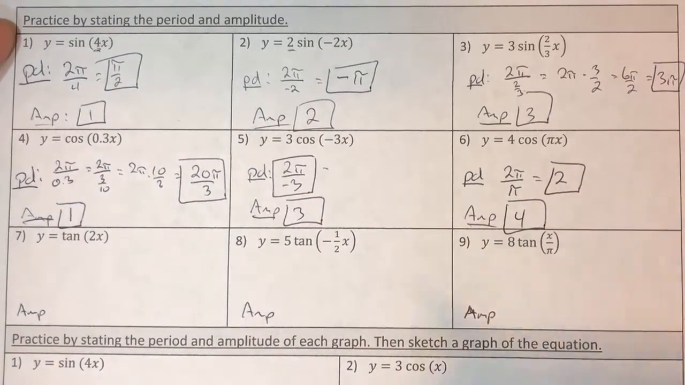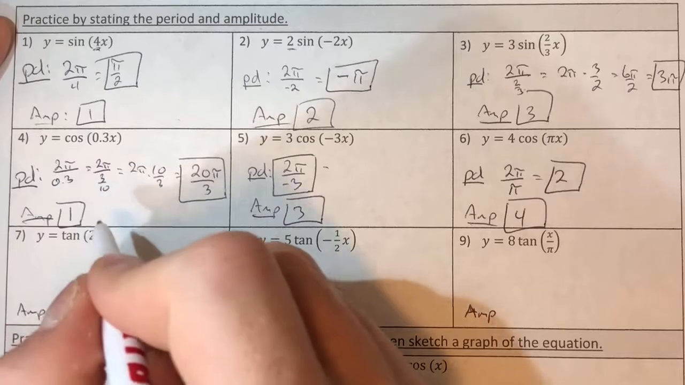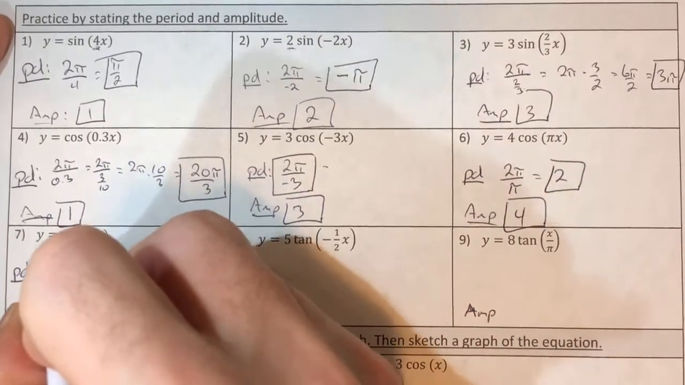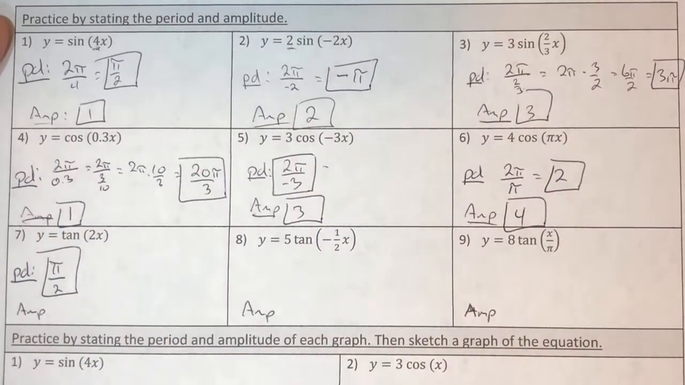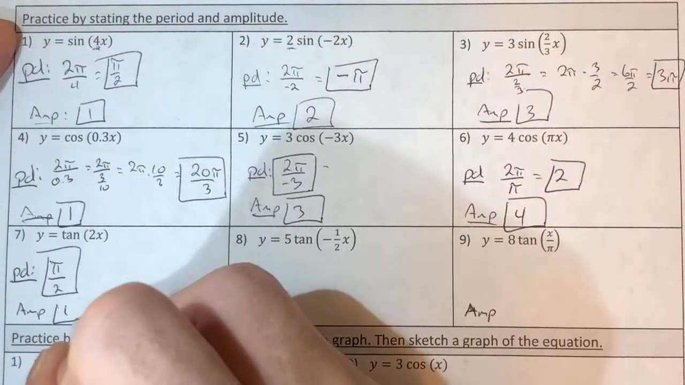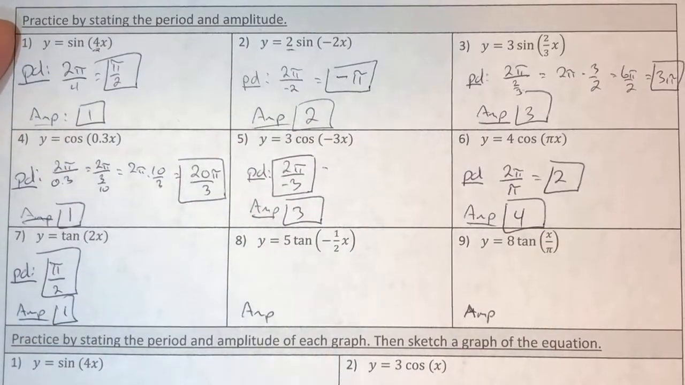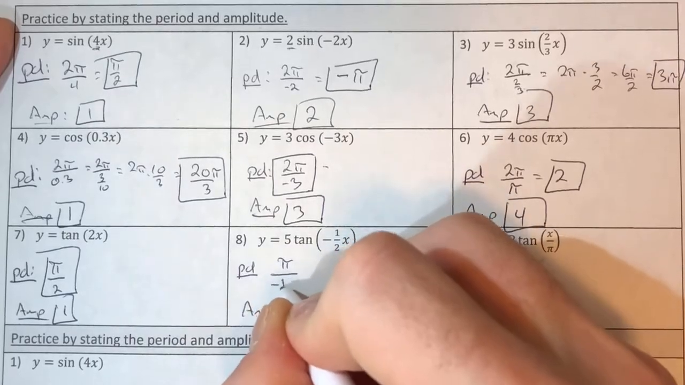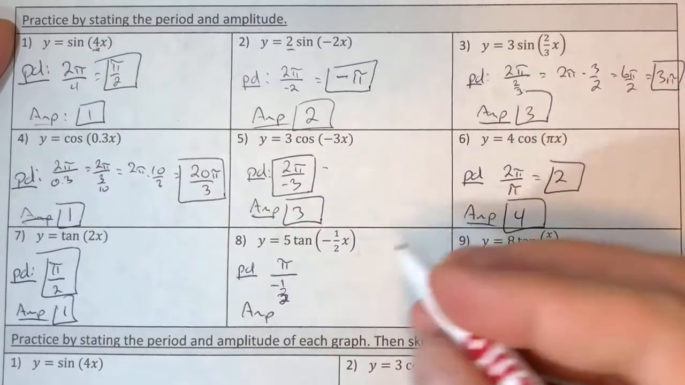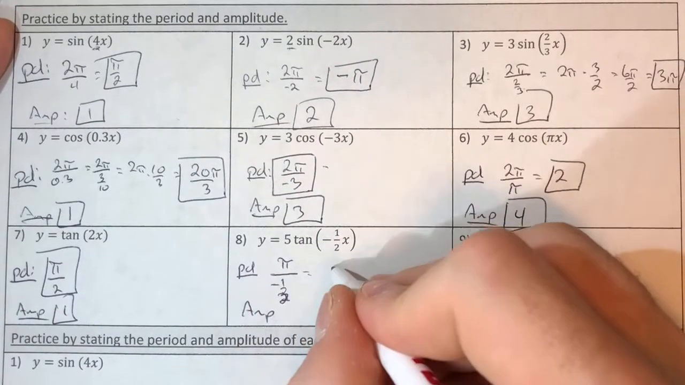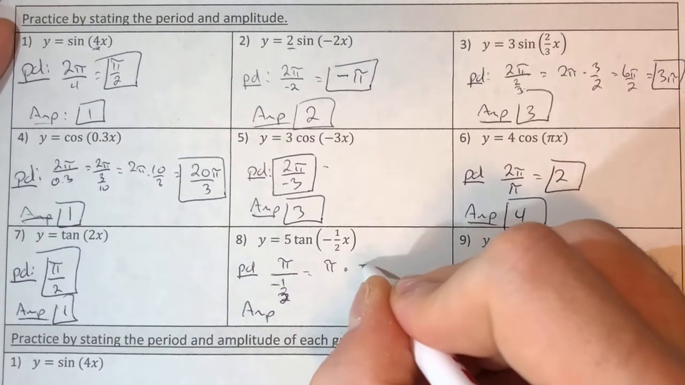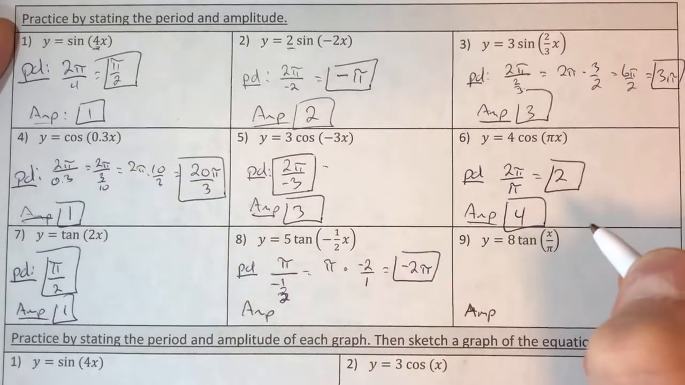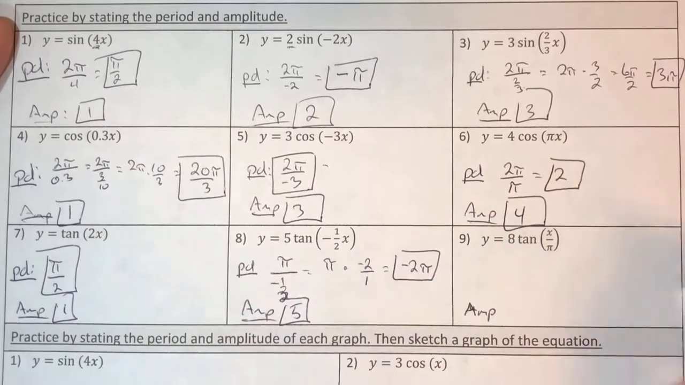The only difference with tangent is that instead of saying 2 pi divided, we know the period repeats faster, so it's going to be pi divided by 2, which doesn't reduce. The amplitude is still the number up front, which is 1. Here, the period, instead of being 2 pi, is going to be pi divided by 1/2. That's a 1/2 if you believe it. We're going to keep change flip that. Pi times -2/1, which is just a -2 pi. The amplitude is the number up front, which is 5.